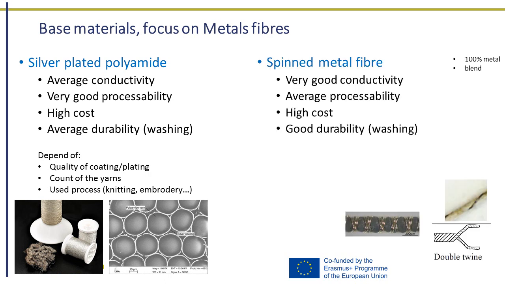The second focus is on spun metal fibers to produce 100% metal yarns or blended yarns. These materials have a very good conductivity, around 1 to a few tens of ohms per linear meter of yarn. Processability is average due to the rigidity of metal fibers. The cost is high and the durability is good, but dependent on the metal and on its oxidation, for instance.